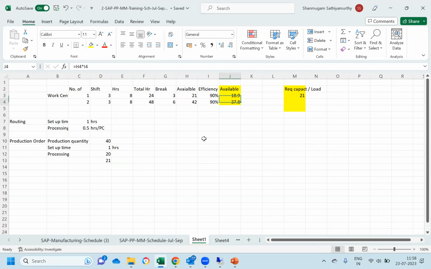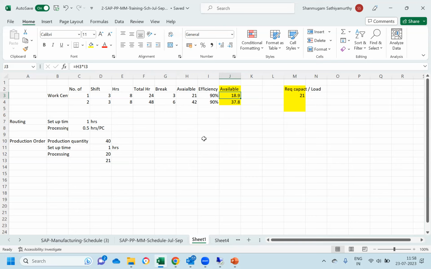Yes, sir. Similarly, if I have two machines, then it is 90% of 42, so 37.8. So my available time is not the total hours, 24 and 48. It is the available hours after reducing the break, which I have to give, and then my efficiency. If I consider that, the actual available hours is this. If I have one work center, it is 19 hours. If I have two work centers, then I have this one.